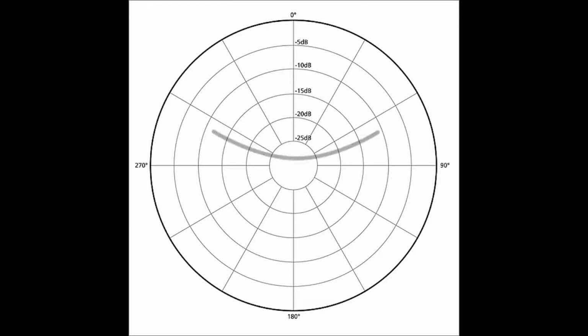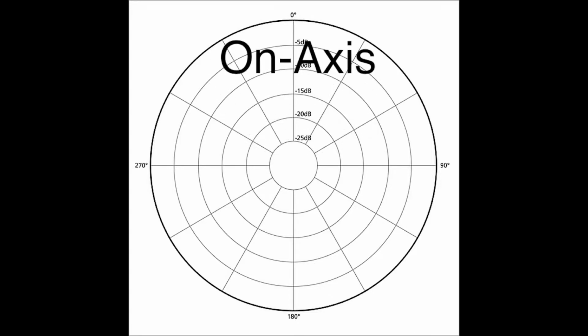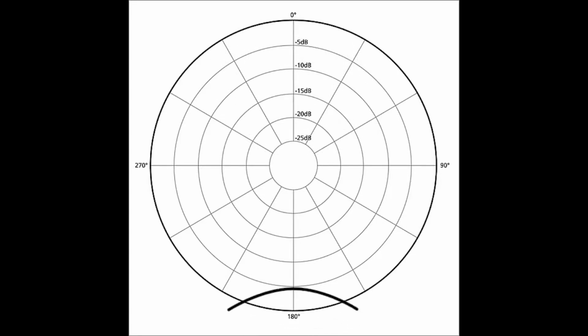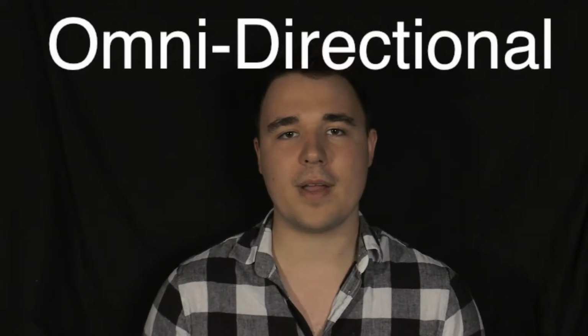0 degrees means the sound source is directly in front of the mic. This is also called on axis. 180 degrees is directly behind the microphone. There are 3 main polar patterns, and these will be the ones you encounter the most. The first one is omnidirectional.